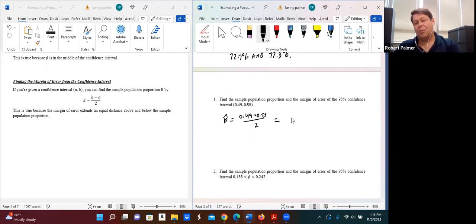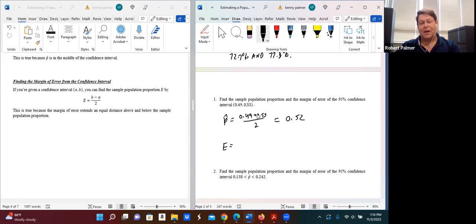And that we do that is going to be 0.52, 52%. So what that means is that the value right in the middle of this interval is 0.52. And that would be in this interval, that would be our sample proportion. Okay. Now then the margin of error, then we just essentially divide this interval length by 2.